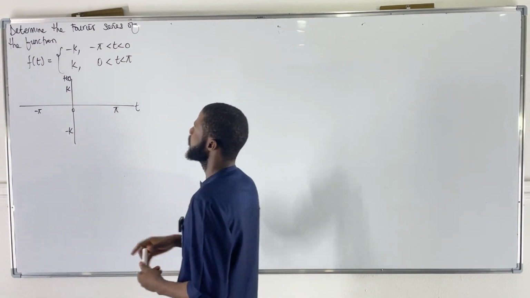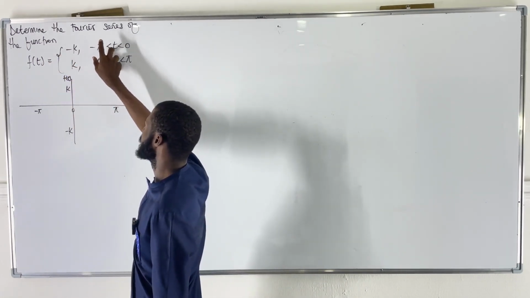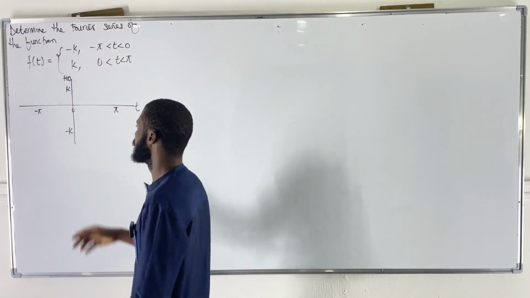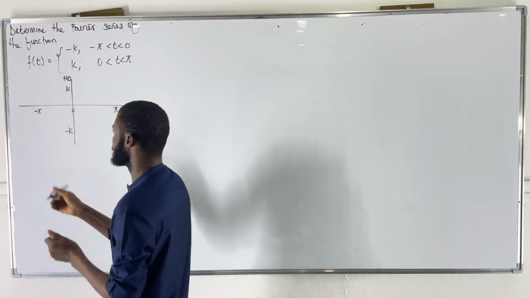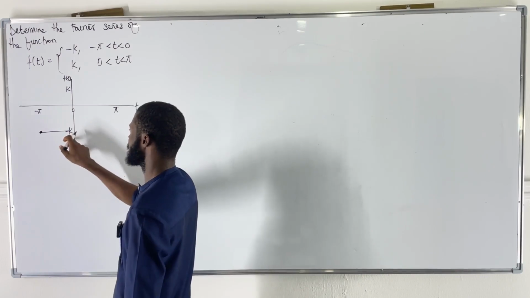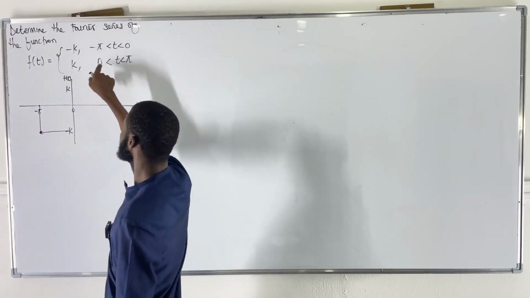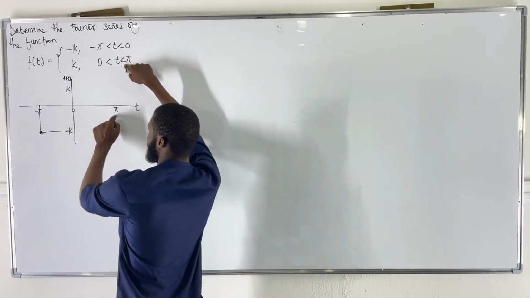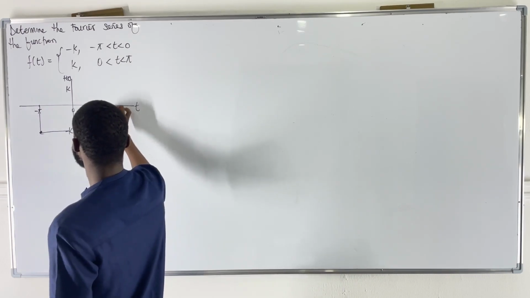Now they said f of t was minus k when t was from minus pi to 0. So from minus pi to 0, the value was minus k. So I have something like this. Then from 0 to pi, the value was k.